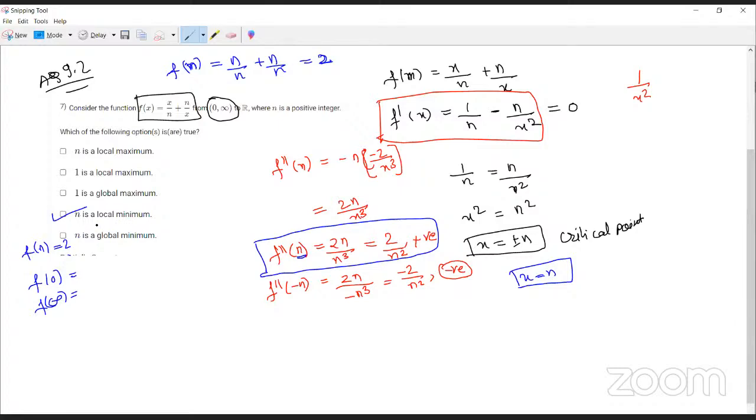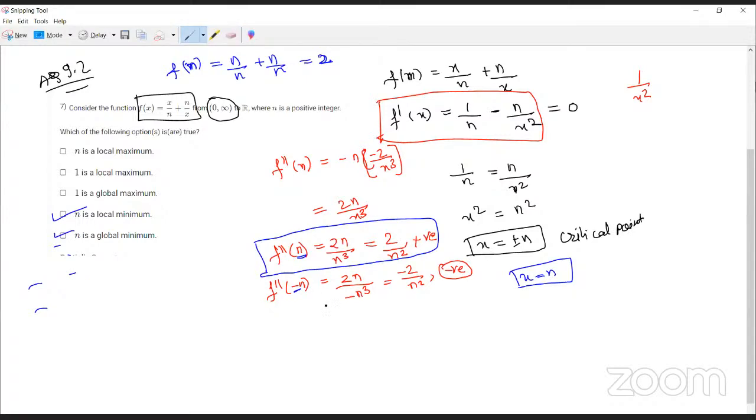And at this boundary, if you put x equal to infinity also, I am getting infinity, right? So this function is not defined there. So can I say that at x equals n it is also the global minimum? Because I am not considering minus n.